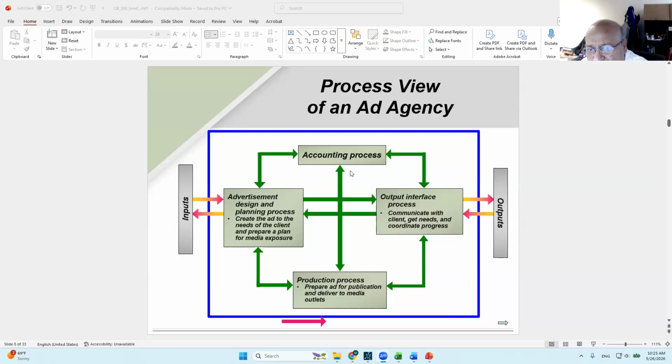You see that accounting process is basically contacting with every other unit. Output interface process also getting the order from advertisement design and planning process, staying in touch with the production process, and each and every unit is communicating continuously in order to produce the final output.